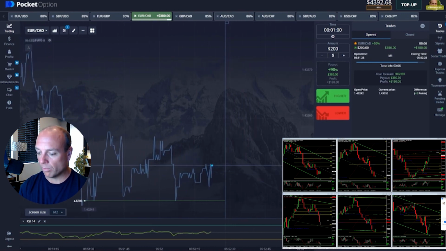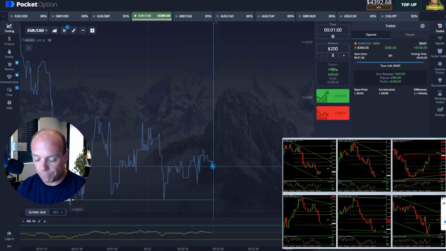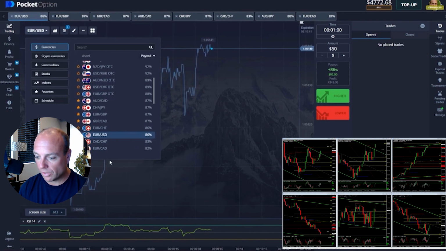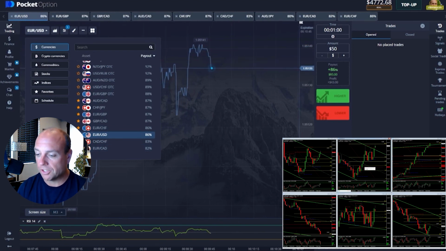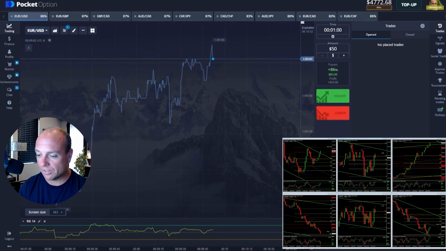It does find support above that area, and we get our fifth win, our third first entry win in a row. So that wraps up our premium session. Now we're going to move into our second basic session of the day.